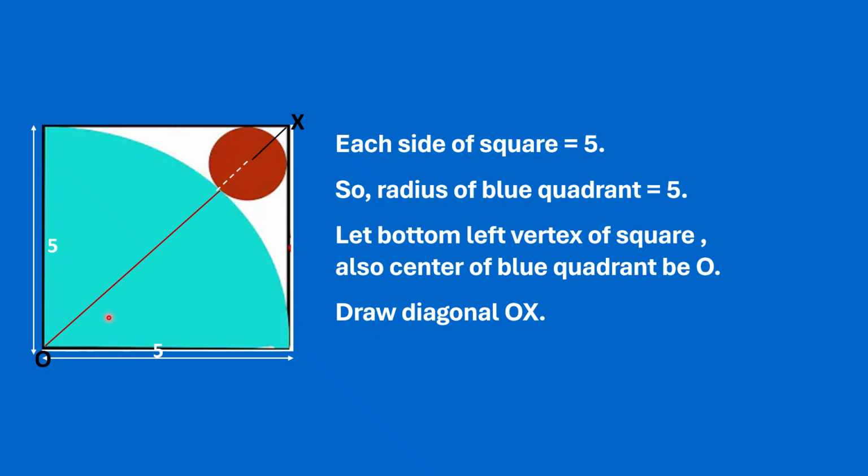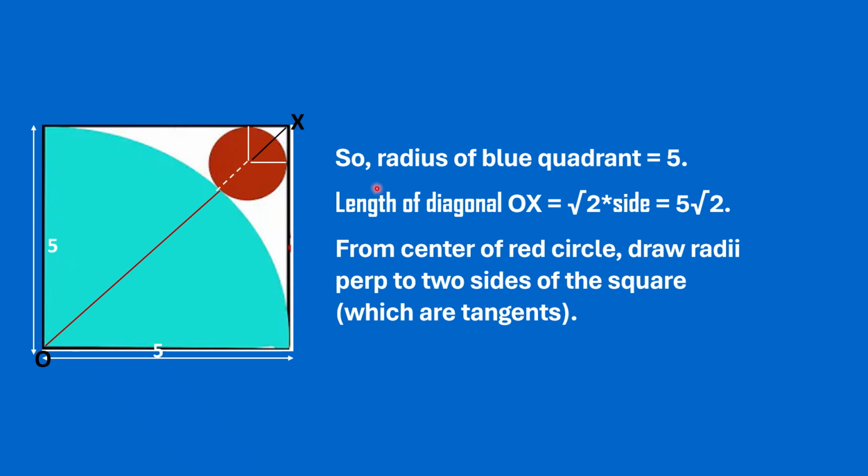Draw diagonal OX. X is the top right corner of the square. We join OX, which forms the diagonal of the square, and let us see whether we can calculate OX and relate it to the radius of the red circle. So we got the radius of the blue quadrant 5. Now the diagonal, we join OX. X is the top right corner. So we get the diagonal OX.